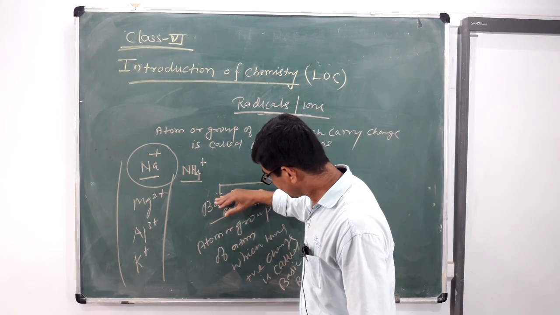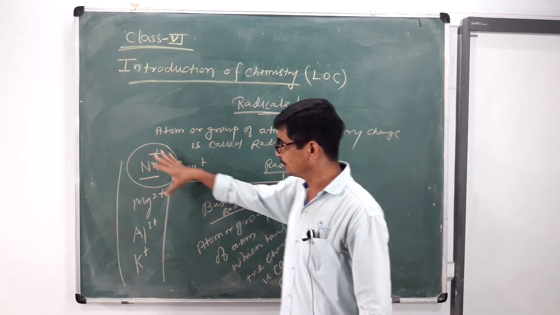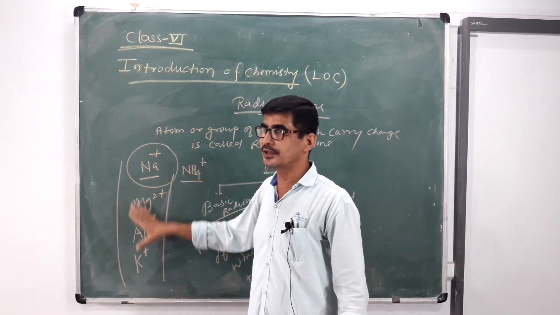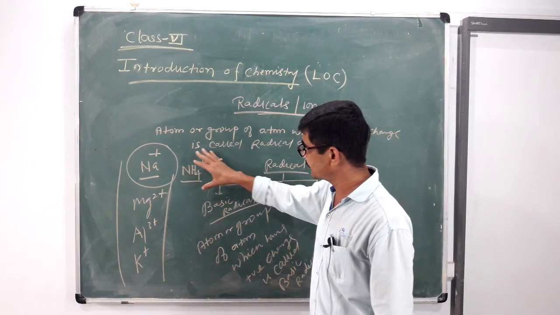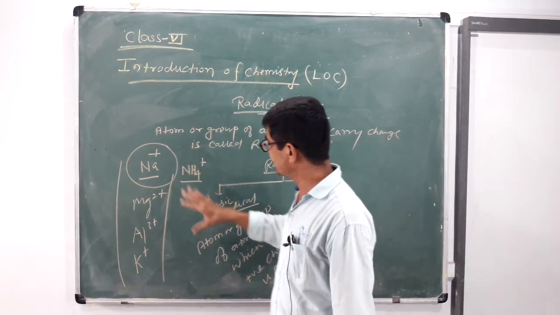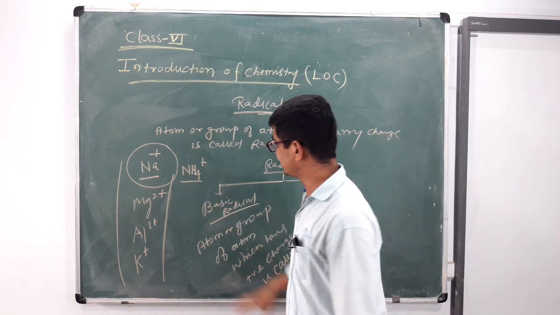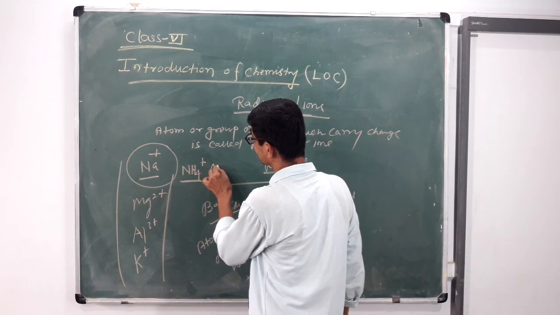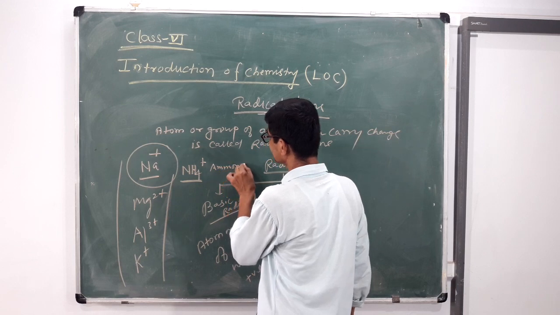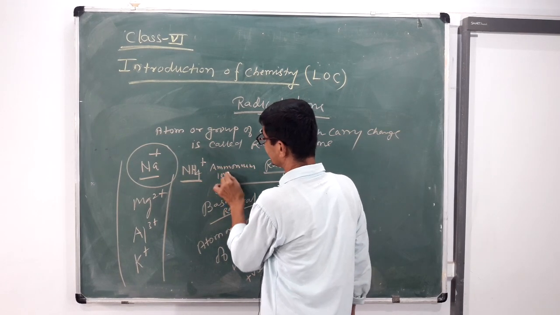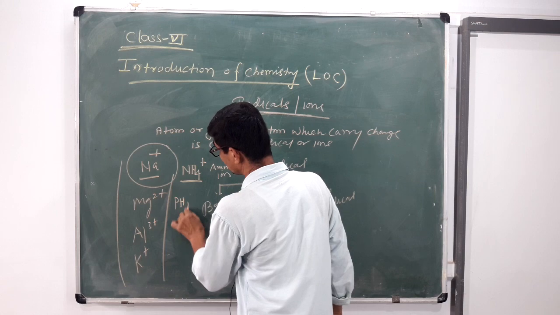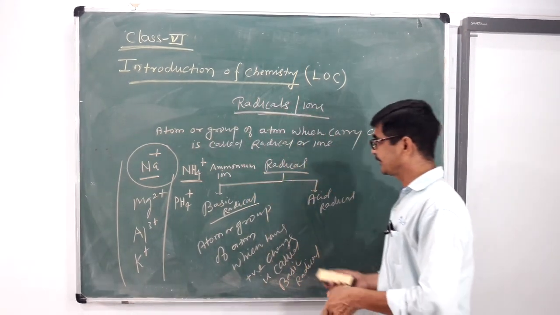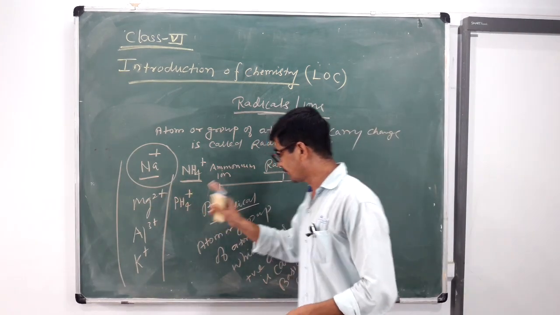So basic radical is further classified into two groups. One is called simple basic radical, it means a single atom carries positive charge, and another is compound basic radical, it means group of atom carries positive charge. NH4 plus is called ammonium ion. Another is PH4 plus, called phosphonium ion. So these are called simple basic radical. This is called compound basic radical.